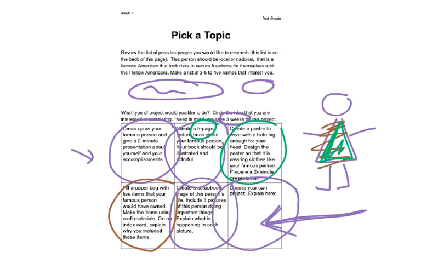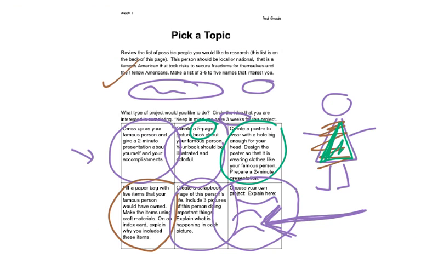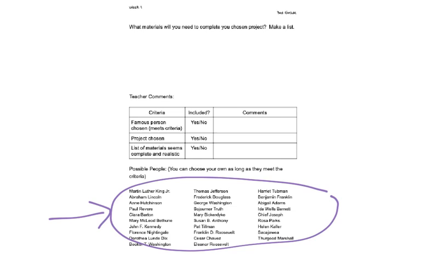What is your idea? Are you making a website all about your person? Are you doing a video cast? Whatever it is you're doing, you need to explain it with the details. So now that you've chosen your person and you've figured out what you're going to do, you need to make a list of materials that you will need to complete your project. So please make a list here. And then for us, we will grade either yes or no, whether your scholar has these things, and leave any additional comments.